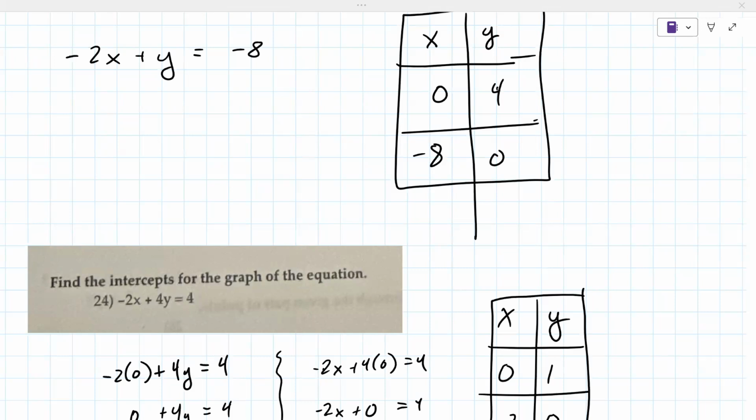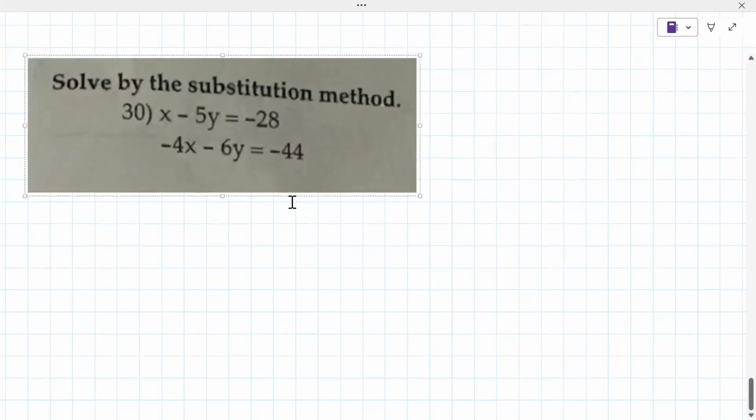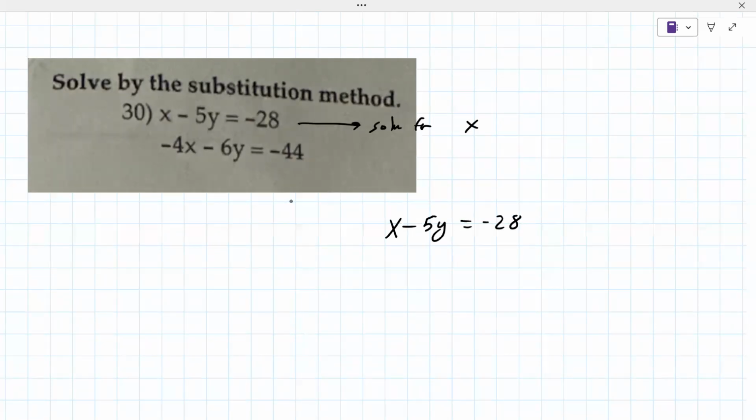Okay, so let's take a look at number 30 here. It says solve by the substitution method. Do you know what is meant by the substitution method? No. Okay, so we're going to solve the first equation for x. You have to solve for a variable. So how do you undo subtraction by 5y? Adding 5y to both sides. Adding 5y to both sides.